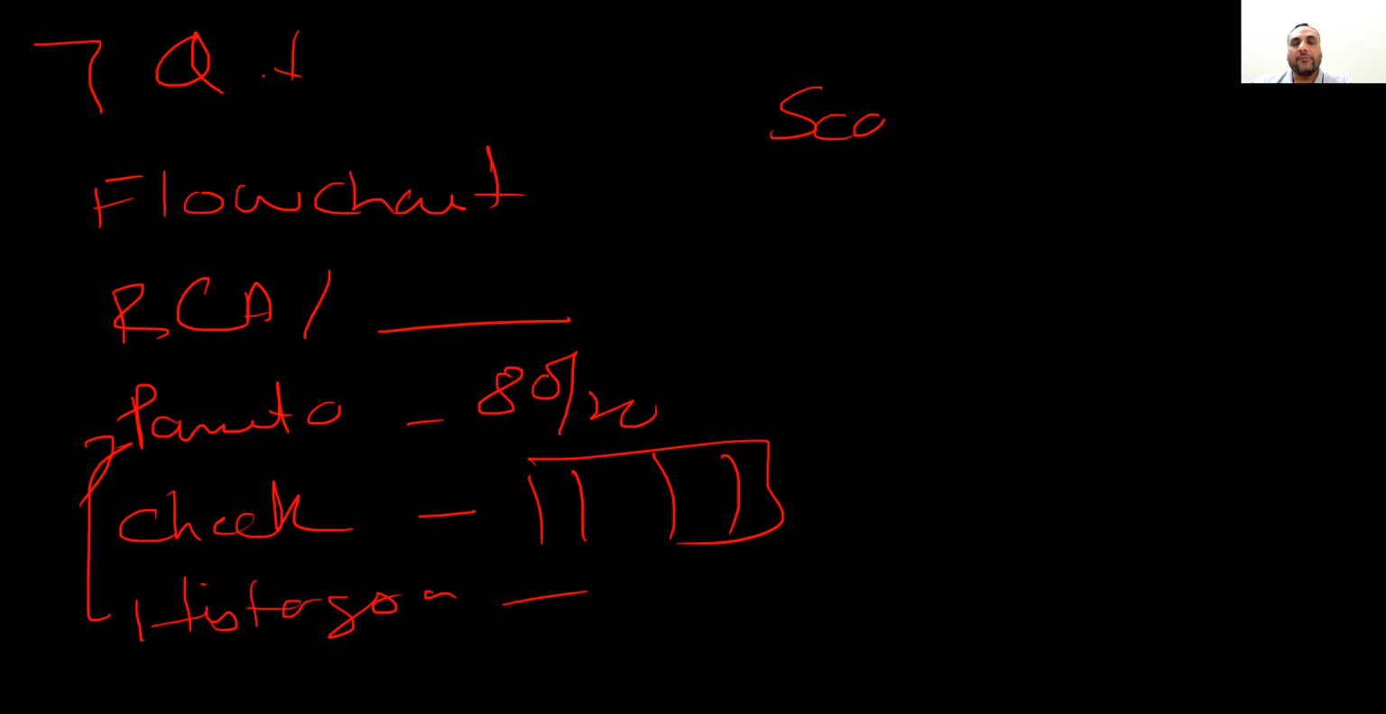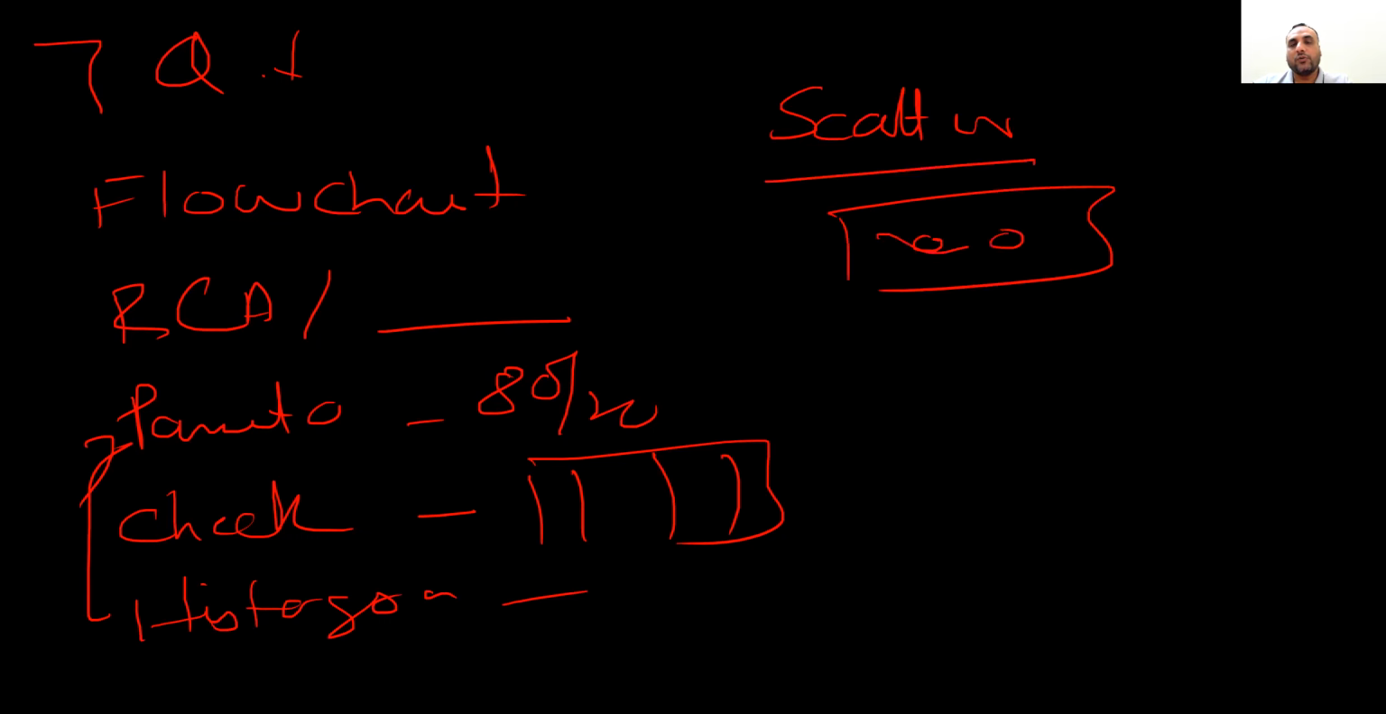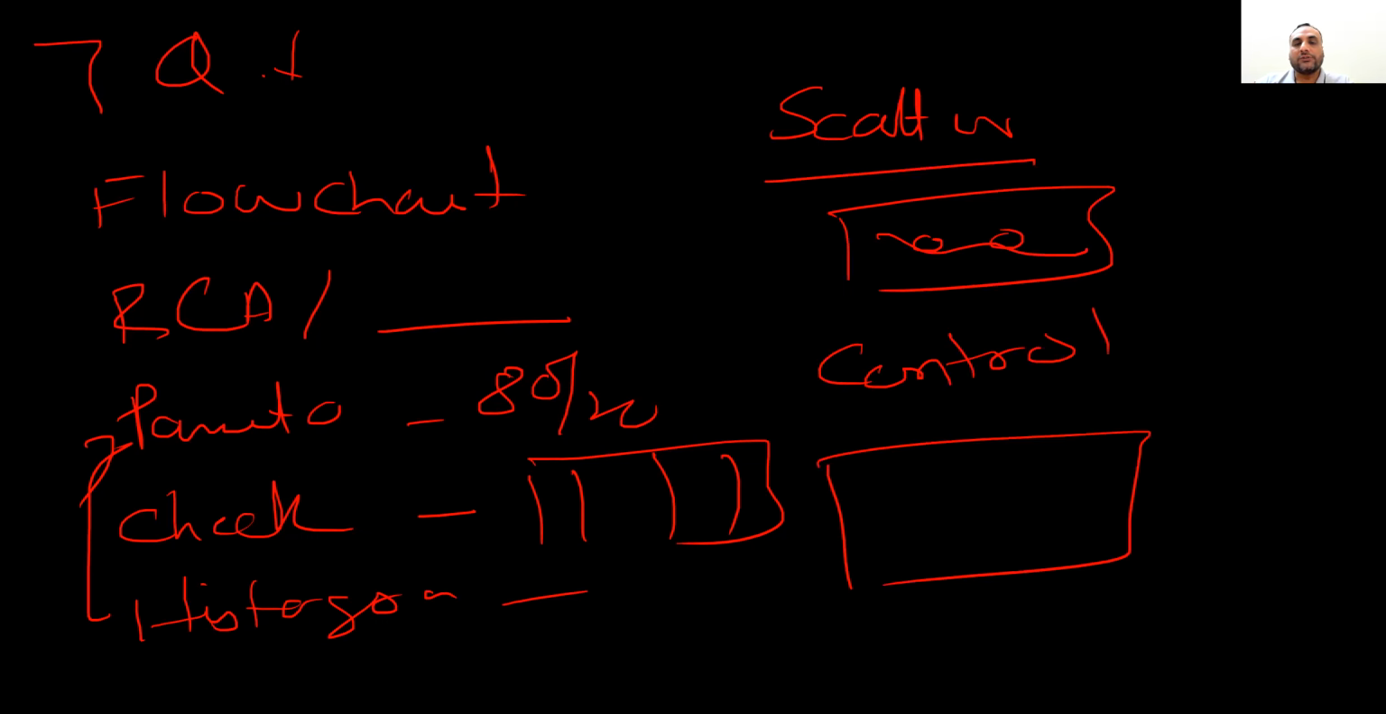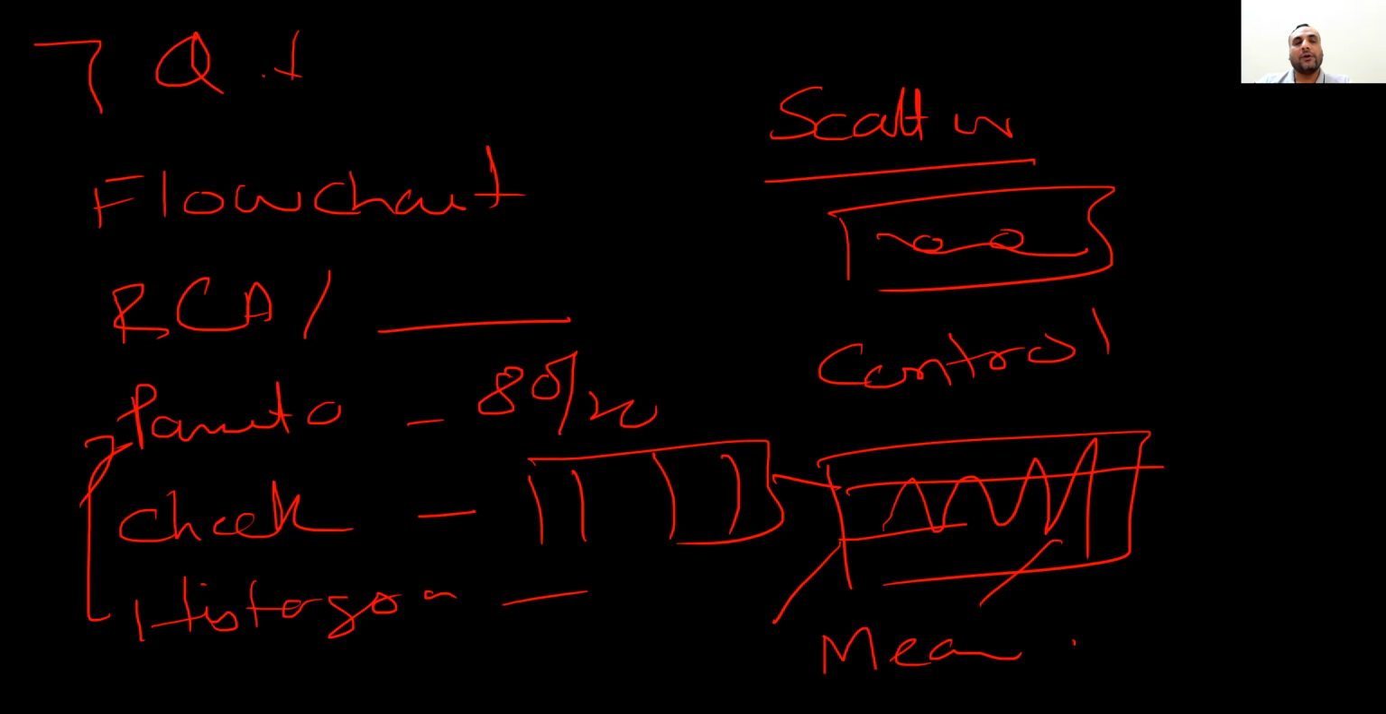We have a scatter diagram to track the relationship between 2 variables, and we have a control chart to look at the process which has an upper limit and lower limit. If it goes out of the process, you have to fix the mean value of the project.